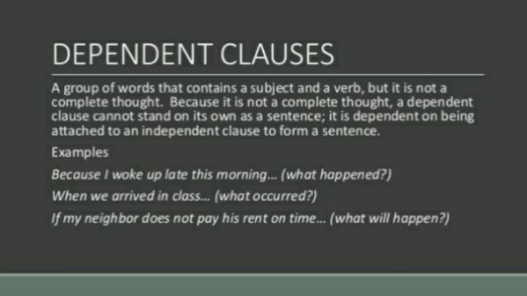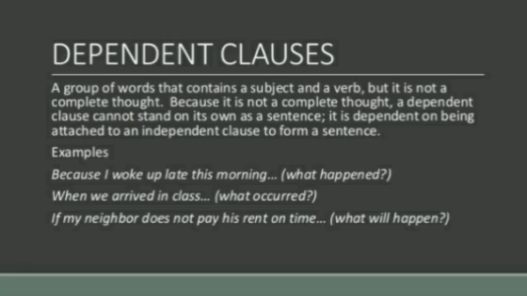Where is your sister? Now, a dependent clause is a group of words that contains a subject and a verb, but it is not a complete thought. Because it is not a complete thought, a dependent clause cannot stand on its own as a sentence. It is dependent on being attached to an independent clause to form a sentence.